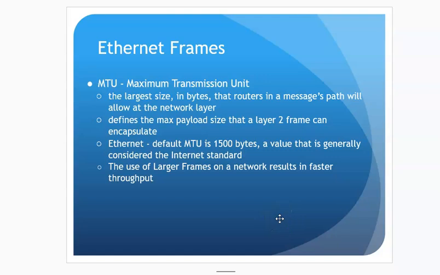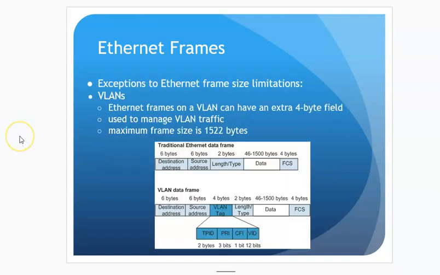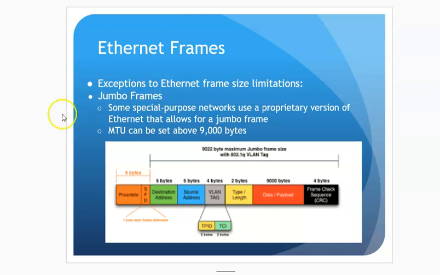The maximum transmission unit, this is basically a value that says, hey, anything larger in here might need to be fragmented. And that can happen on low bandwidth links and that sort of thing. But using larger frames, on some networks, you can use a larger frame and kind of get around this. Exceptions to this frame limit size are two things, VLANs and then jumbo frames.